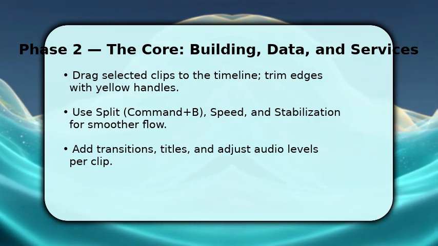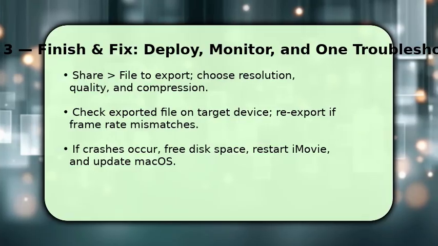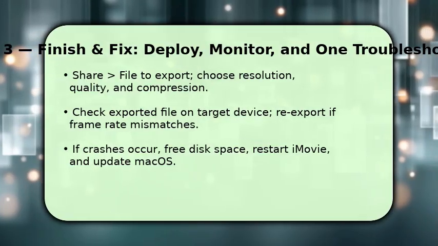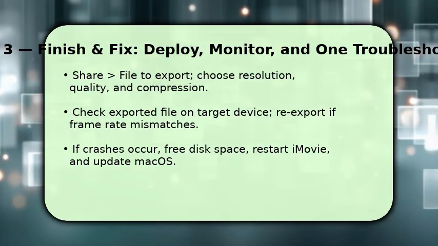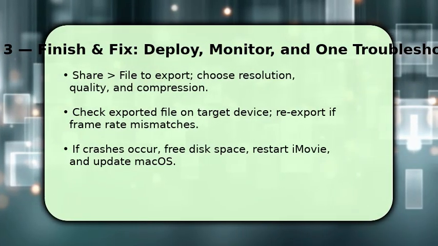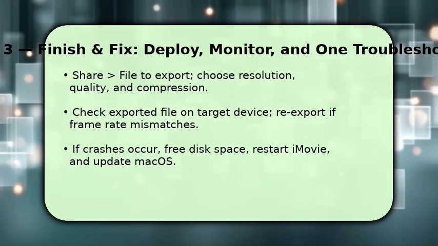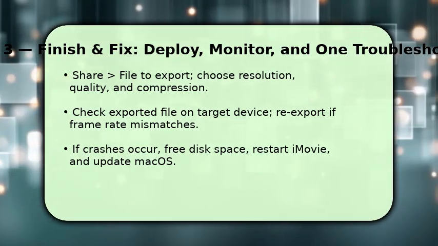You finish by exporting. Go to Share File, choose Resolution and Quality, and pick moderate or better quality depending on file size needs, because higher bitrate preserves detail. Once exported, test the file on the intended device to confirm playback and aspect ratio.